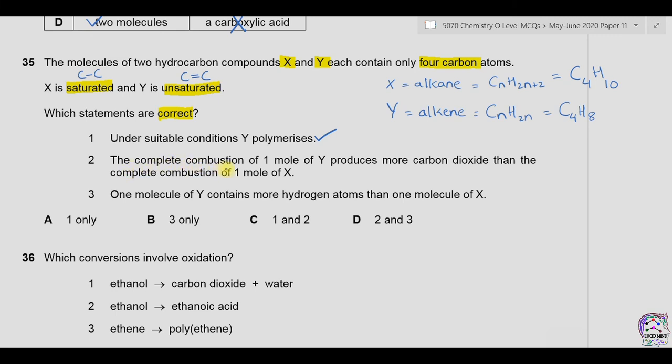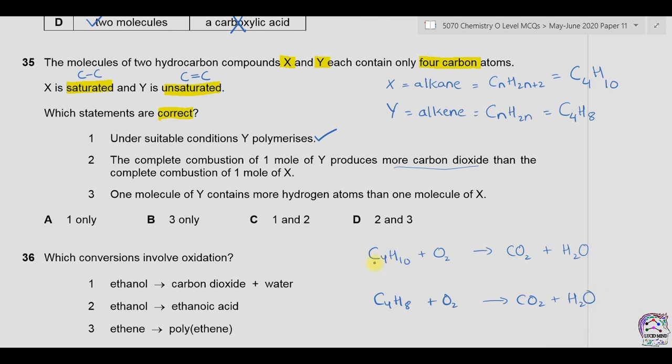2. The complete combustion of 1 mole of Y produces more carbon dioxide than the complete combustion of 1 mole of X. Let's find out by a balanced chemical equation. For X we can write C4H10. Combustion in the presence of oxygen, so it forms carbon dioxide and water. For Y we have C4H8 combines with oxygen to form carbon dioxide and water.